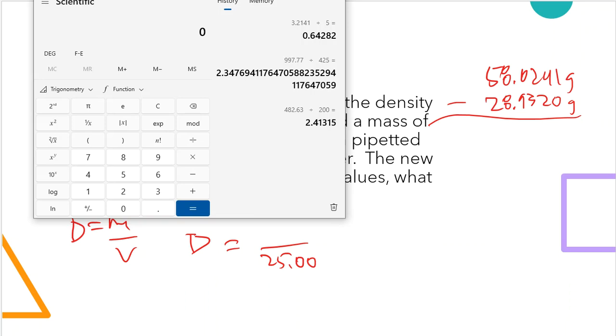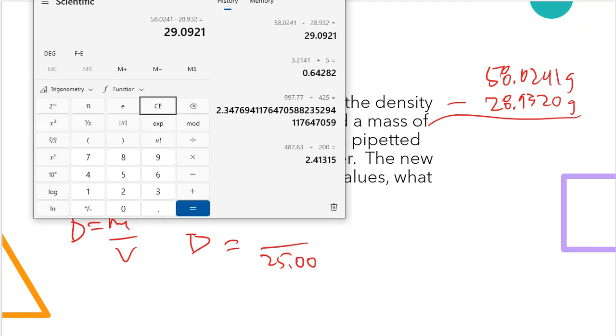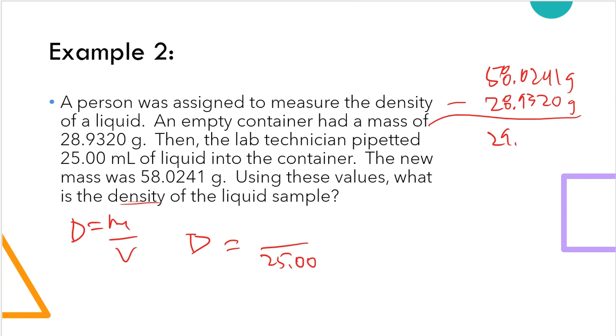I only need the mass of the liquid. The cylinder has nothing to do with it. So I need to subtract these two values: 58.0241 cylinder plus liquid minus 28.9320. And then I hit enter. There we go. And the value here is 29.0921. So 29 point 0921 grams. This is the liquid that I've poured out.